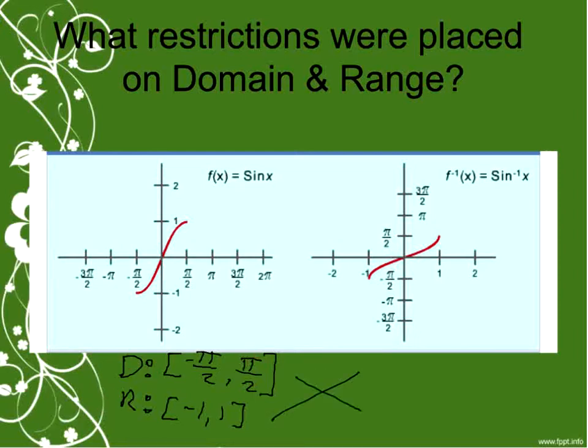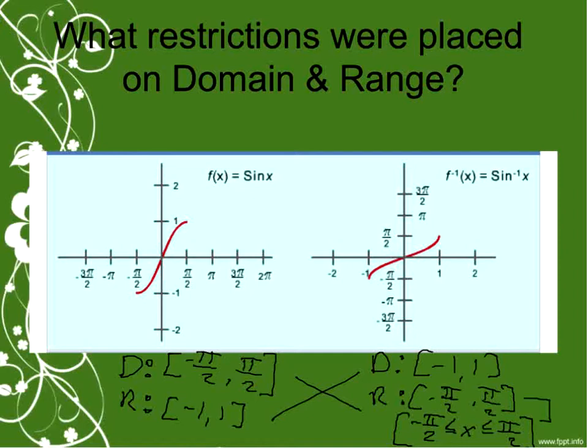So what would my inverse be? What would my inverse domain and range be? Well, we just talked about it. They just swap places. So my domain would be -1 to 1, and my range would be -π/2 to π/2. So they just swap places. Sometimes they're also going to write it like this too, just so you get used to it. They could say -π/2 is less than or equal to x is less than or equal to π/2. So I'm just showing you, they might write it either way. These are the same thing.